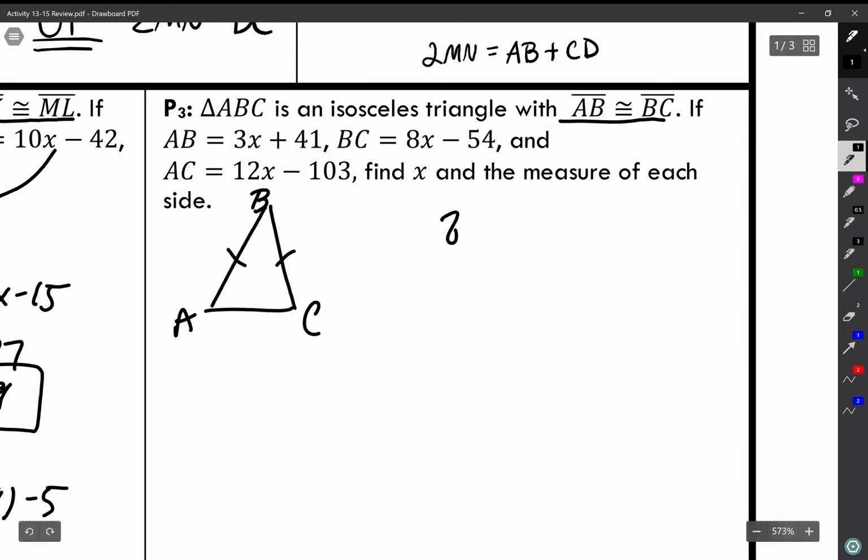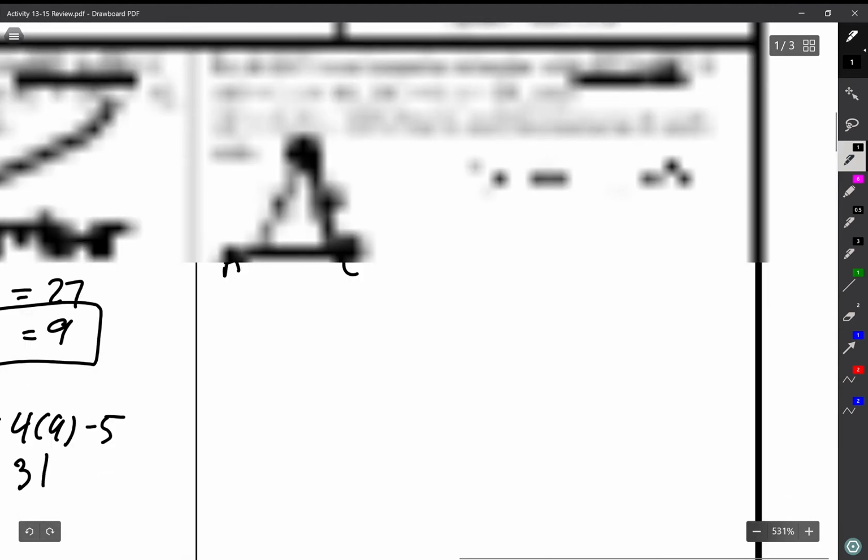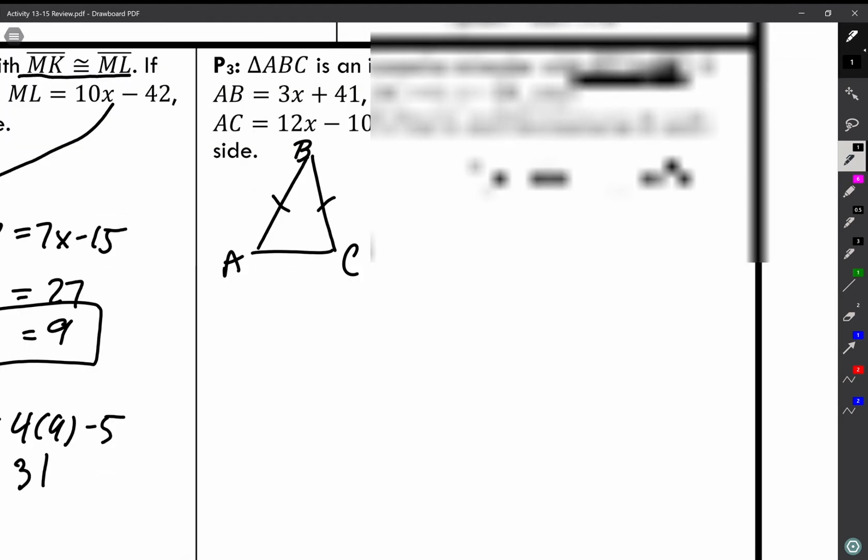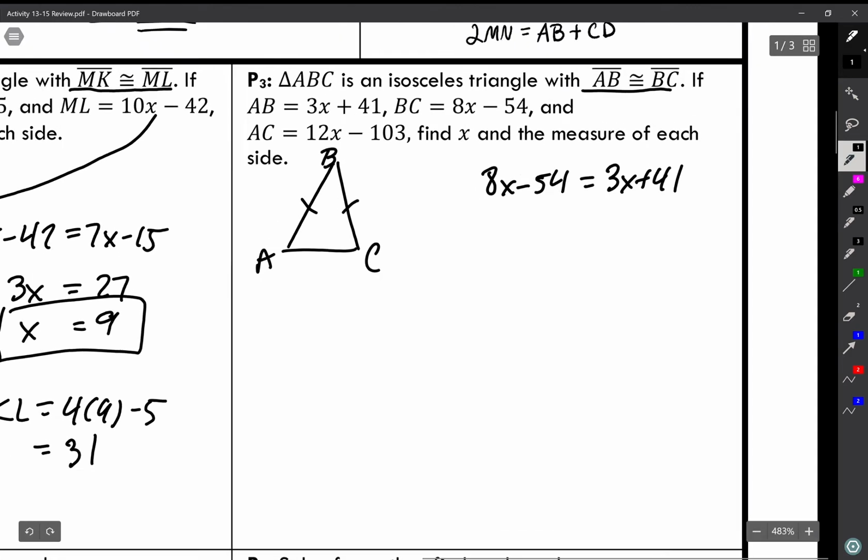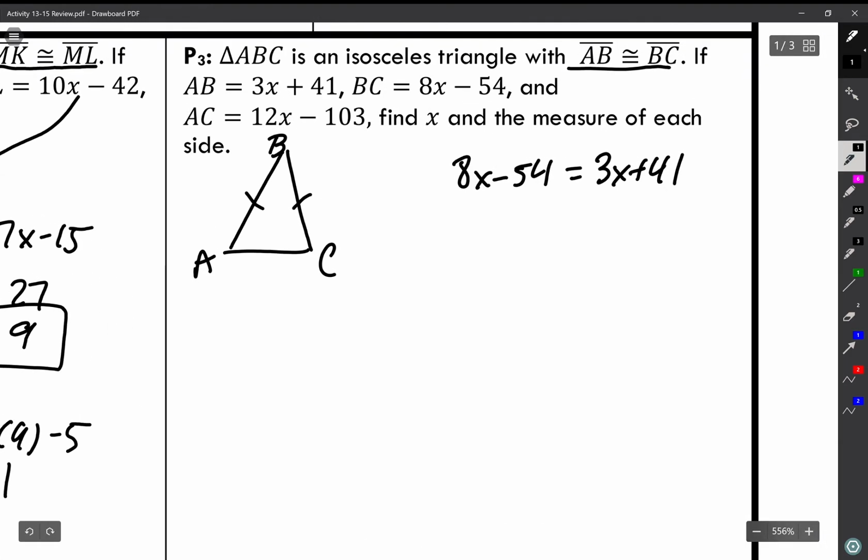So BC is 8x minus 54. That's going to equal 3x plus 41. So subtract 3x from both sides, and add 54 to both sides at the same time. 5x is equal to, so 41 plus 54 is 95. So divide by 5 on both sides, so x is equal to 19.